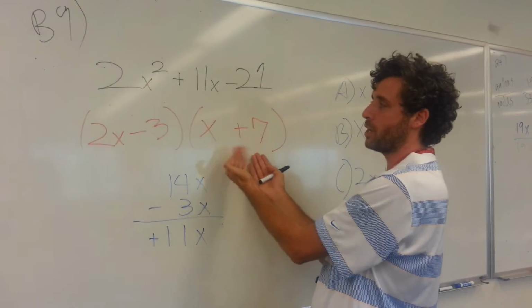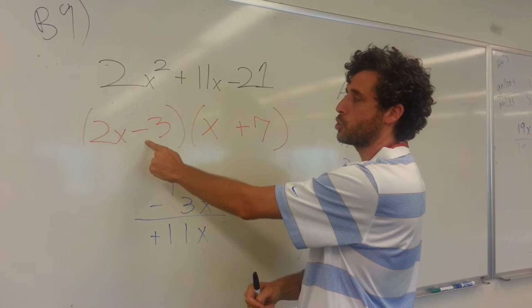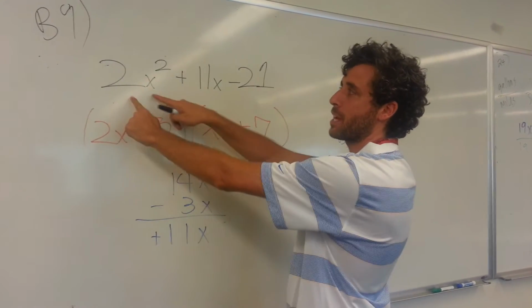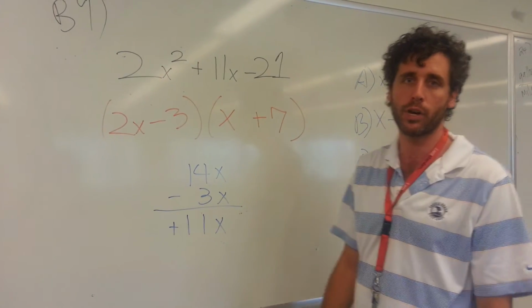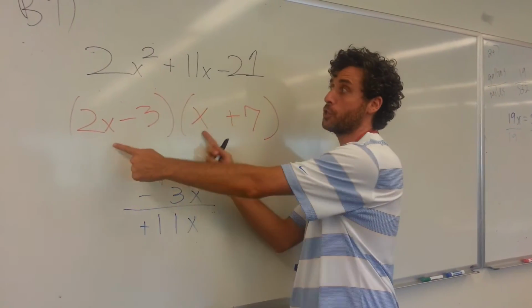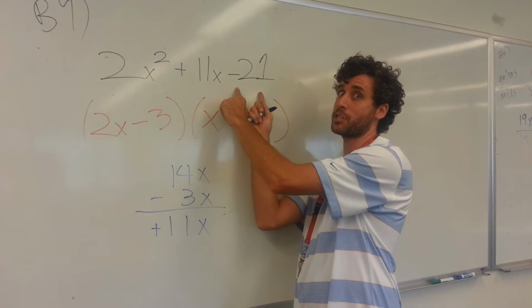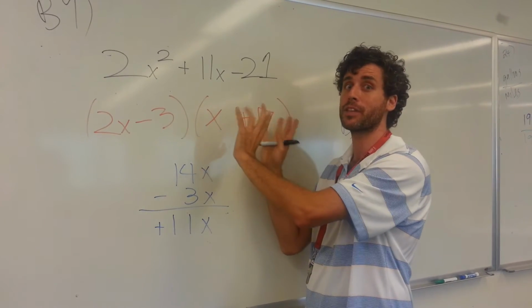If x plus 7 is one half of the answer, the other half is going to have to be this 2x minus 3. 2x times x gives us 2x squared. Negative 3 times a positive 7 gives us a negative 21. Once you do that, and the two first terms match up, and the two last terms match up, this is not necessarily correct.